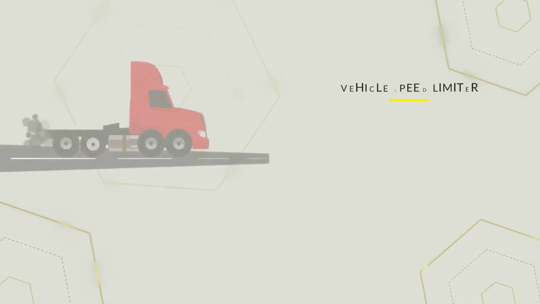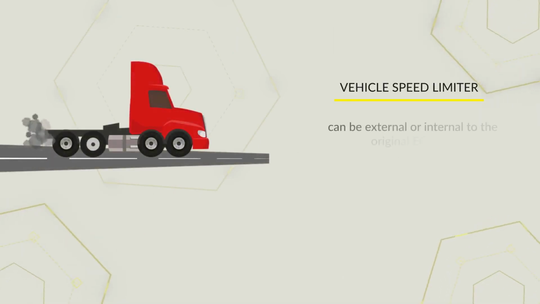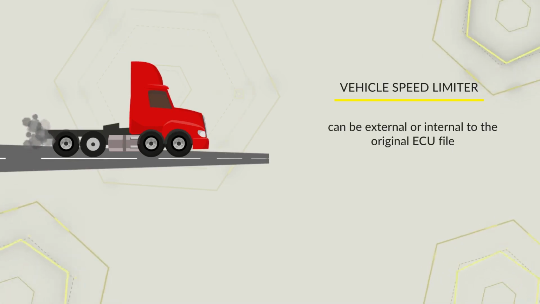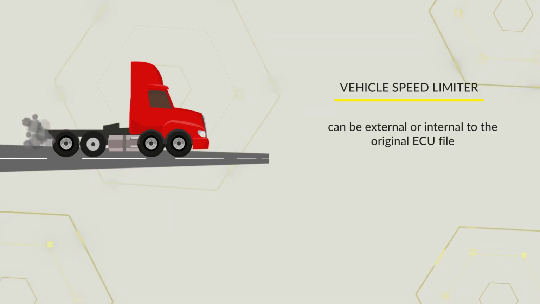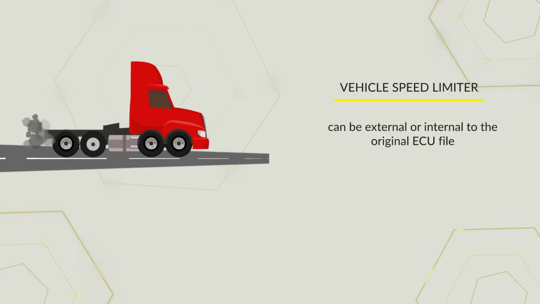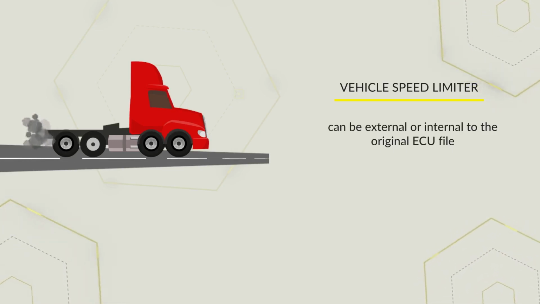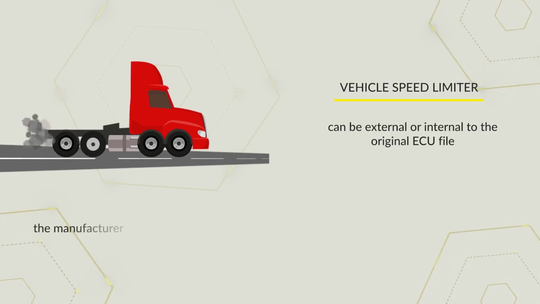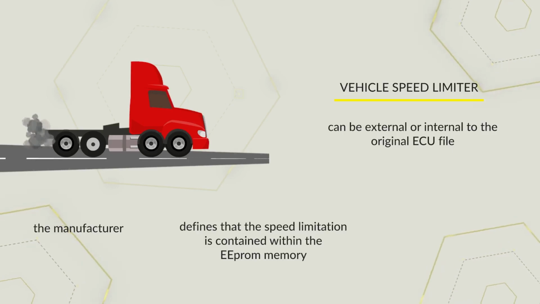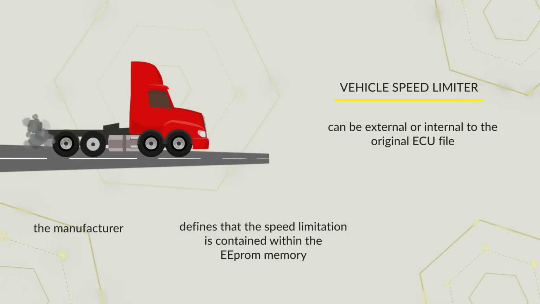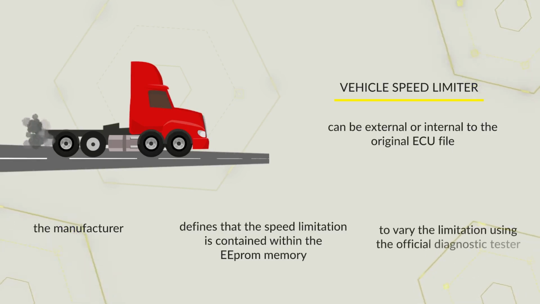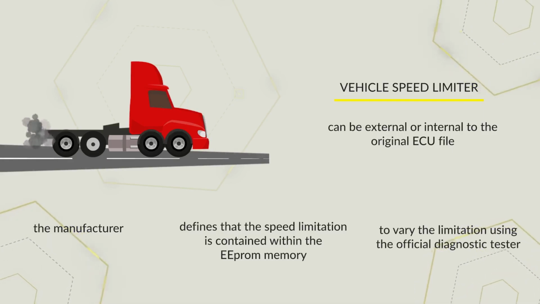It is important to remember that the vehicle speed limiter can be external or internal to the original ECU file. For example, Iveco sells its Daily with different configurations, such as closed configuration, high roof, or open body. So, the manufacturer, together with Bosch, defines that the speed limitation is contained within the EEPROM memory, in order to be able, based on the vehicle setup, to vary the limitation using the official diagnostic tester.